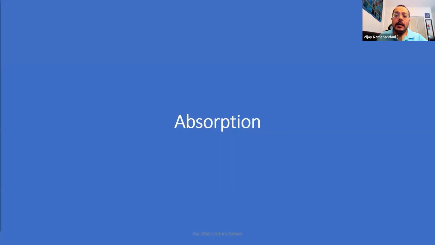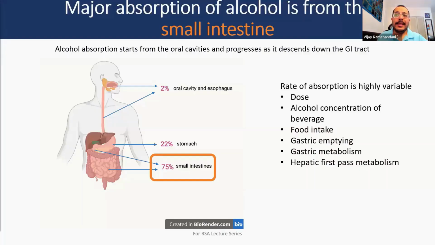So how is alcohol then absorbed once it is consumed? And what happens to that alcohol? And what are the factors that drive that alcohol absorption? As I mentioned, alcohol is readily absorbed from the gastrointestinal tract.